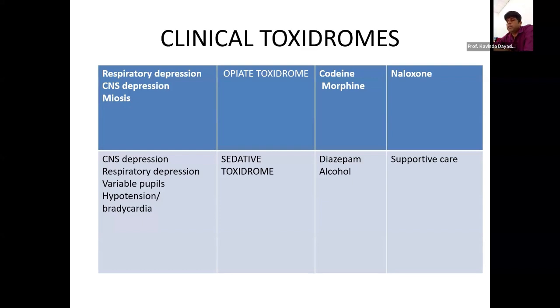On the other hand, in the presence of a sedative toxidrome, the patient can present with CNS depression, respiratory depression, and the pupil size can be variable. Sometimes it can be dilated, sometimes constricted, and the blood pressure and heart rate can also be variable in the presence of ingestion of agents such as diazepam and other sedatives. In a diazepam or benzodiazepine overdose, we don't generally use flumazenil because of the risk of causing convulsions. Supportive care is the main mode of treatment.